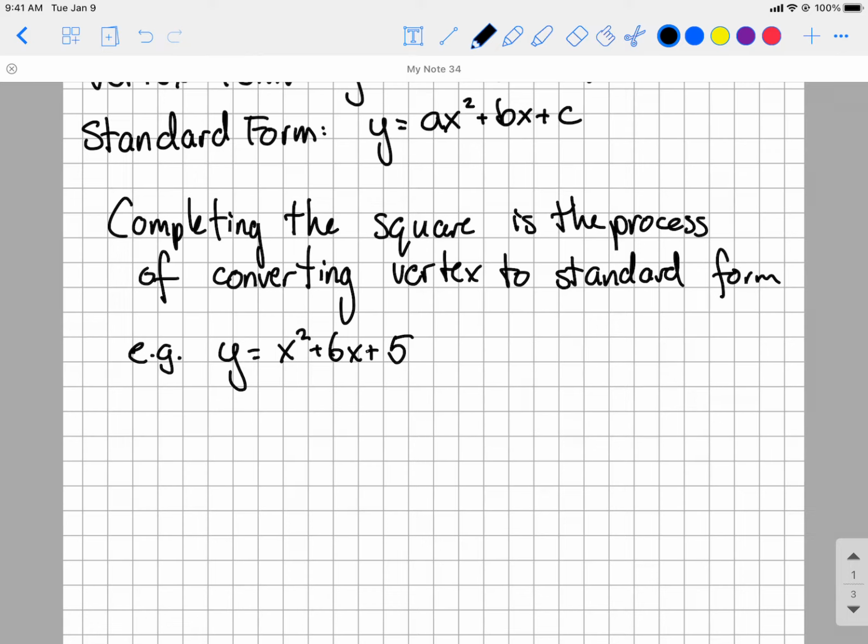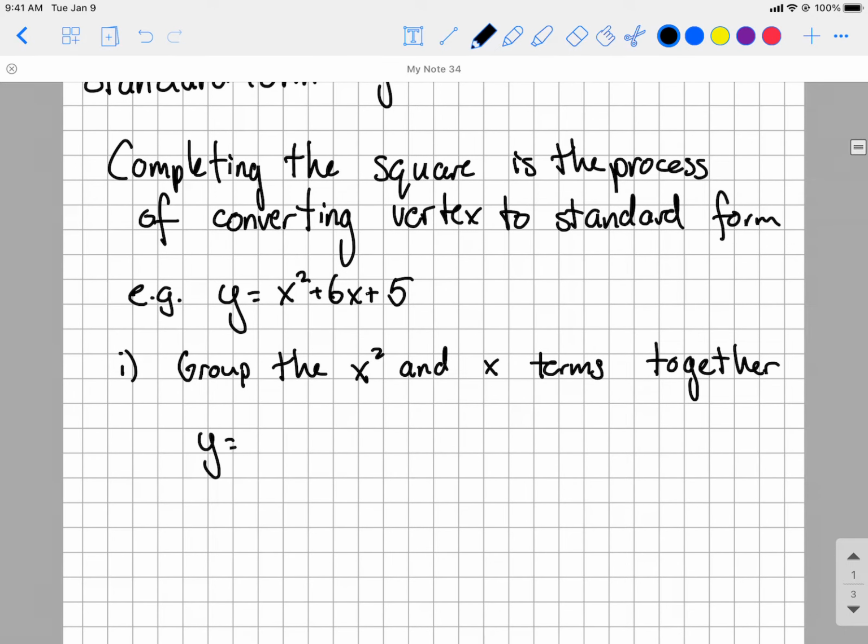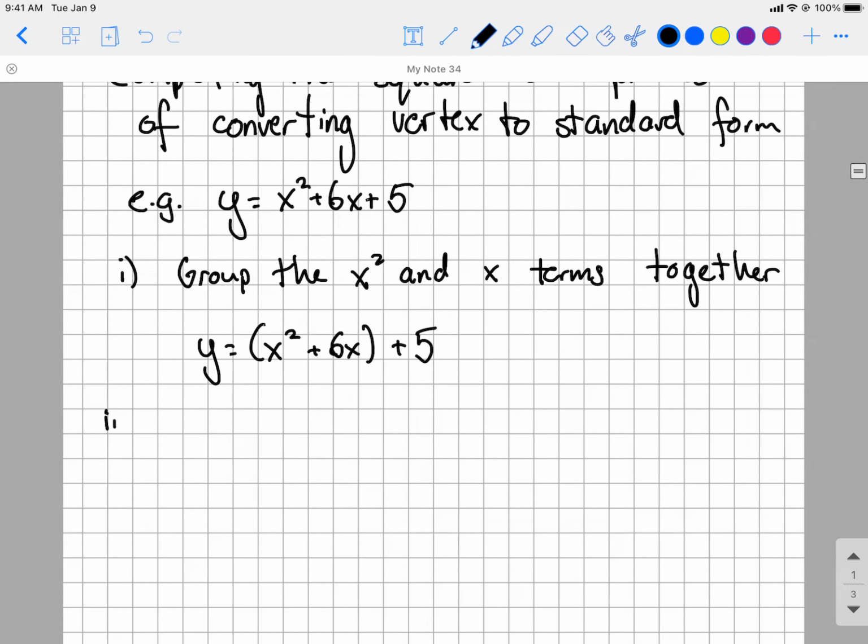So for one like this, step 1 is to group your x squared term and your x term together. This is the easiest step because you don't really have to actually do anything. So we've now got y equals x squared plus 6x, and I want to group those by putting brackets around them, and then plus 5. Not much changed.